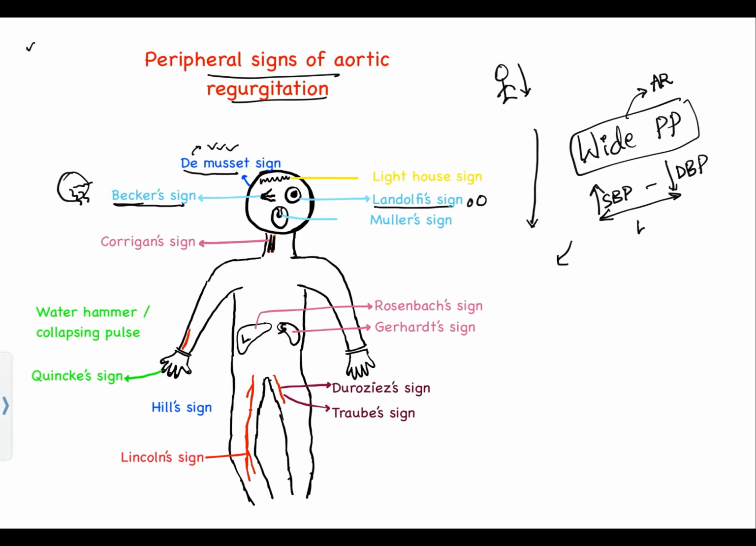And in the mouth, there is Muller's sign, M for mouth, Muller's sign. It is: ask the patient to open his mouth and look for the uvula pulsations.